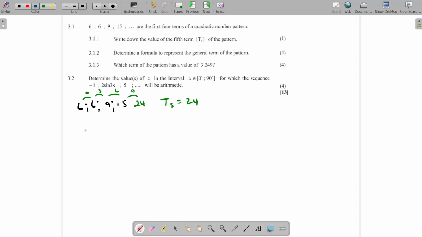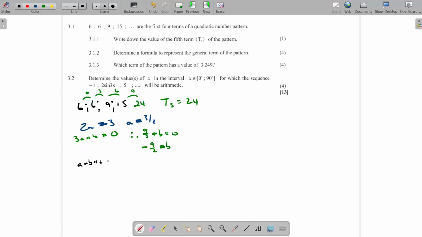3.1.2, find the formula. Well, again, if it's going up by 0, 3, 6, then we can see that the second difference will be going up in threes. So therefore, 2a equals 3, a equals 3 over 2. We can see that 3a plus b equals 0. Therefore, 9 over 2 plus b equals 0. So therefore, b equals minus 9 over 2.